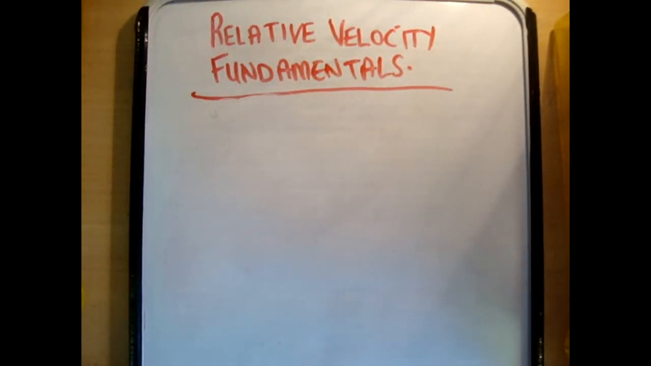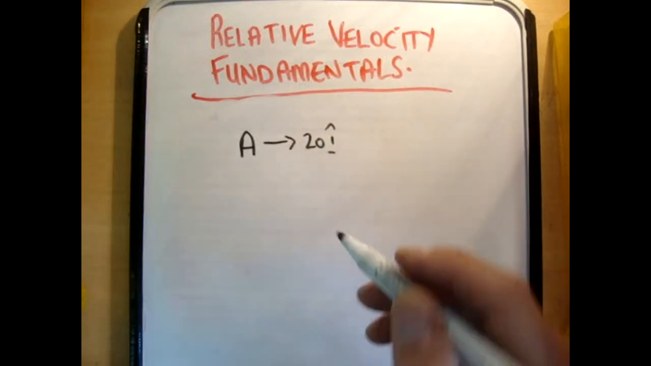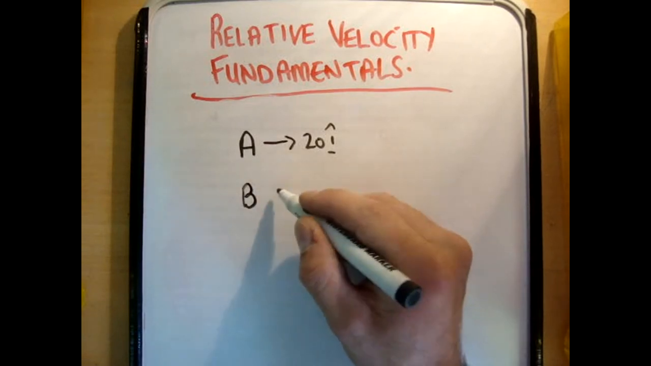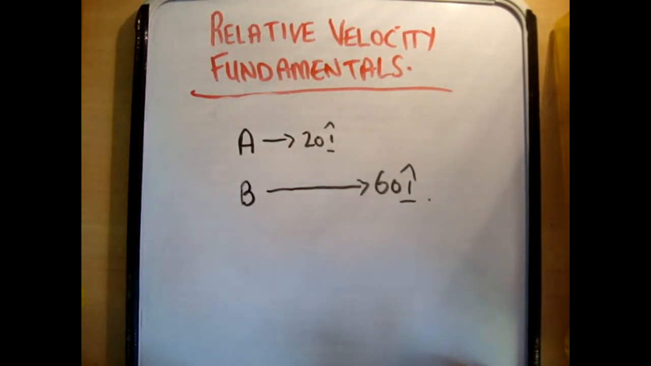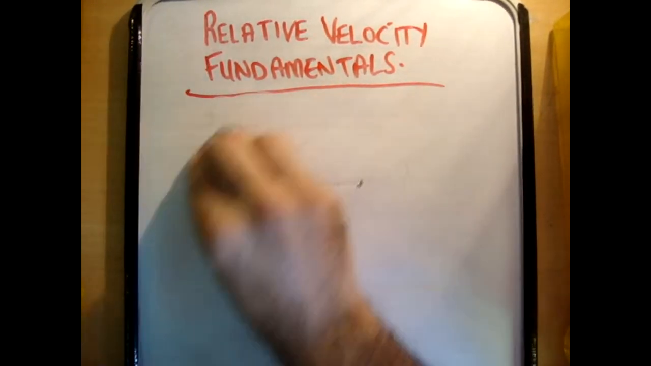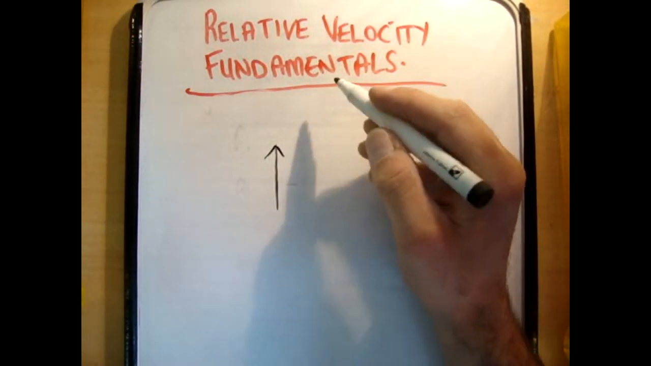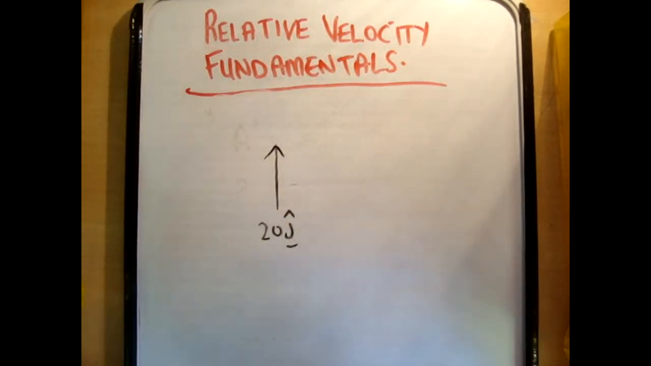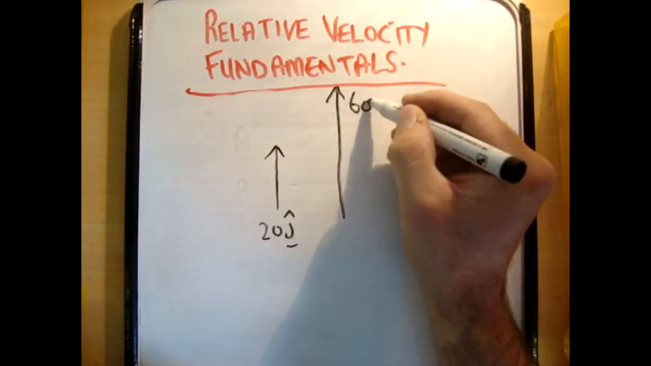So I'll show you an example of what relative velocity might mean. If you have car A moving this direction at 20 i-hat, and car B moving in this direction at 60 i-hat. We want to find out, how fast is car B moving relative to A? Imagine that you are on a motorway with at least two lanes. I'm going to draw it this way, because in my country, Ireland, we drive on the left-hand side. So you're moving at 20 j-hat, that's the velocity you're moving at, and a car passes you going at 60 j-hat.